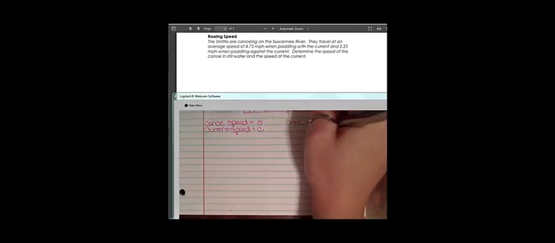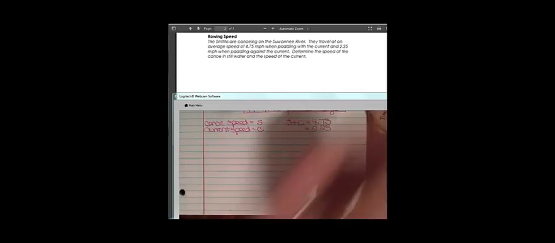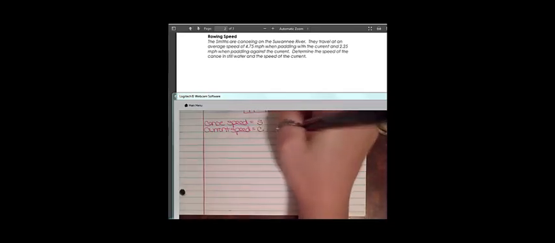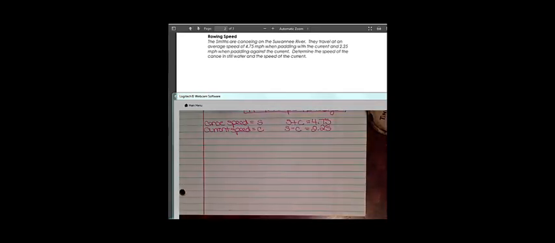Now, when you travel against the current, you only go 2.25. So, what do you think the first part of that equation is going to say? You're going to take your speed and subtract the speed of the current, and that's going to give you your 2.25. And there's our system.